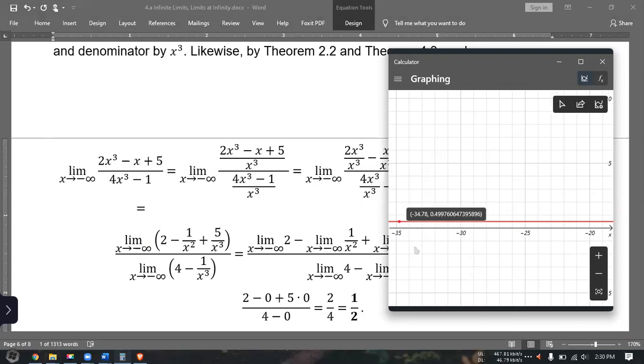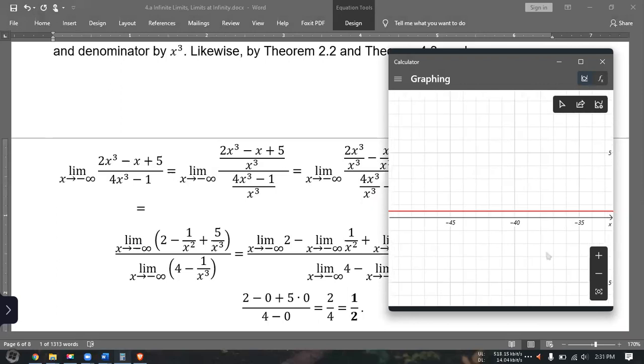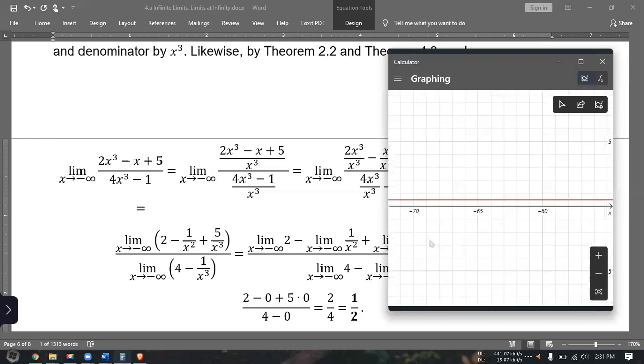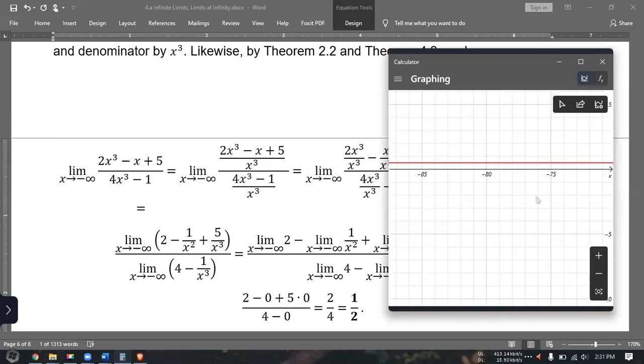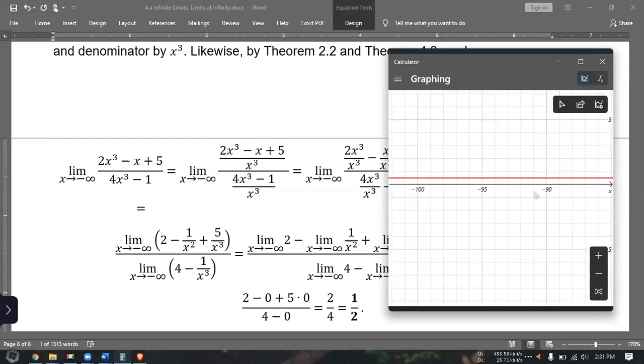Let's get x smaller and smaller. Let's go to negative 100. Okay, we have negative 100. As x becomes smaller and smaller, y becomes closer and closer to 0.5. So that is limits at infinity.